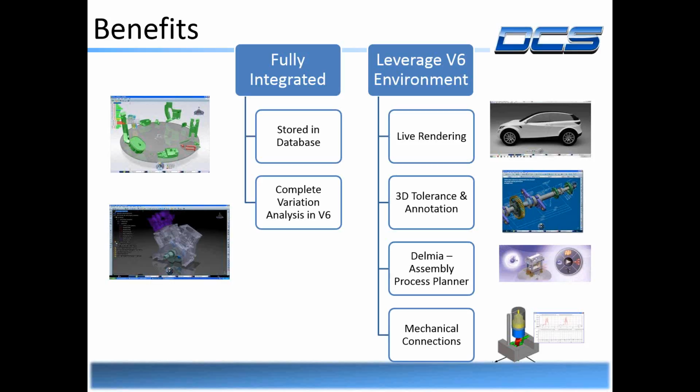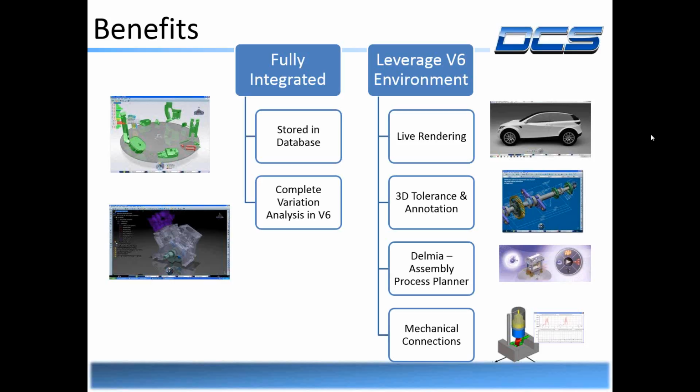Just a few of the items that we're going to talk about today that we leverage is the V6 live rendering. So if you want to do high definition visualization of either a dimensional objective or your variation analysis results, we take advantage of that inside of V6. The FTA, as it was called in V5, is called 3D tolerance and annotation in V6. We still take advantage of that, all linked within the database. Whether that would be on a part or an assembly, we can read that data synchronized to our analysis model.